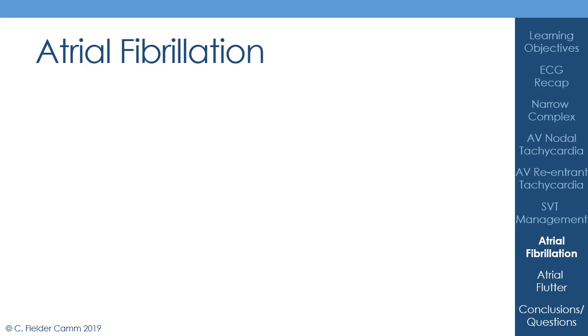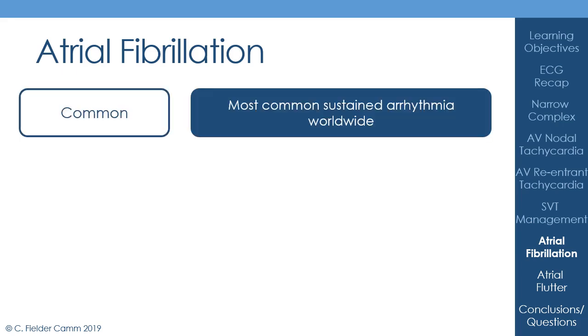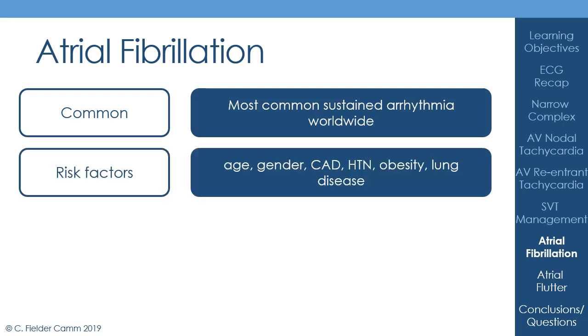Okay, so we've talked about SVTs. And by SVT, I'm using that colloquially to mean AVRT and AVNRT. So let's talk about atrial fibrillation, which I think comes up very regularly in medical school examinations, but it's also an incredibly common arrhythmia. It affects somewhere in the region of 15% of those over the age of 80. It's the most common sustained arrhythmia worldwide.